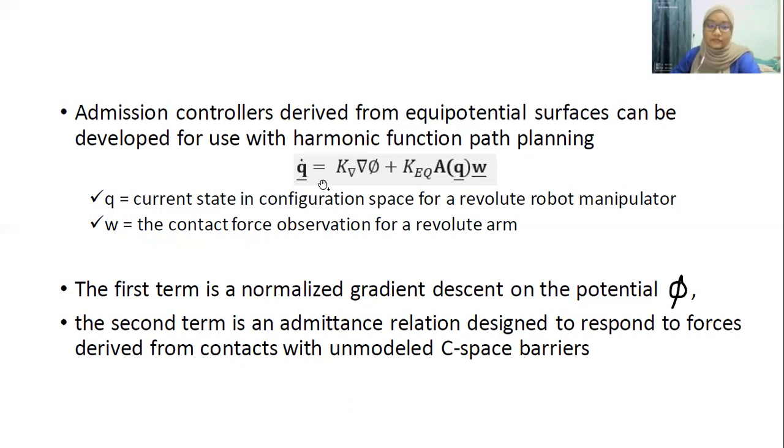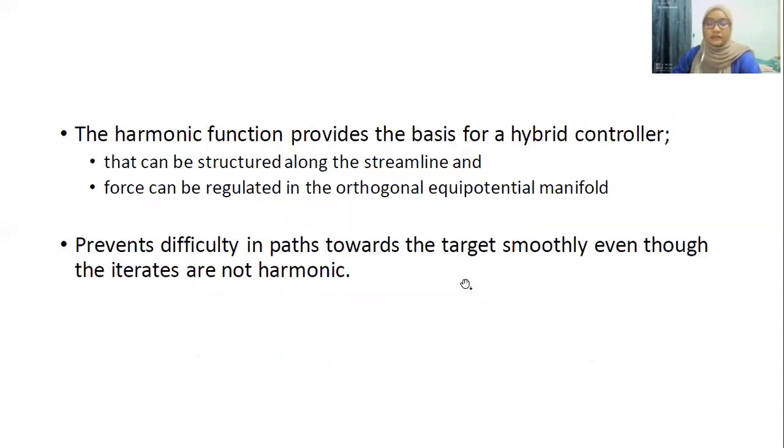The first term is a normalized gradient descent on the harmonic potential, and the second term is an admittance relation designed to respond to forces derived from contacts with unmodeled C-space barriers. The harmonic function provides the basis for a hybrid control that can be structured along the streamline, and force can be regulated in the orthogonal equipotential manifold. The harmonic function also guides the path towards the target smoothly, even though the iterates are not harmonic.